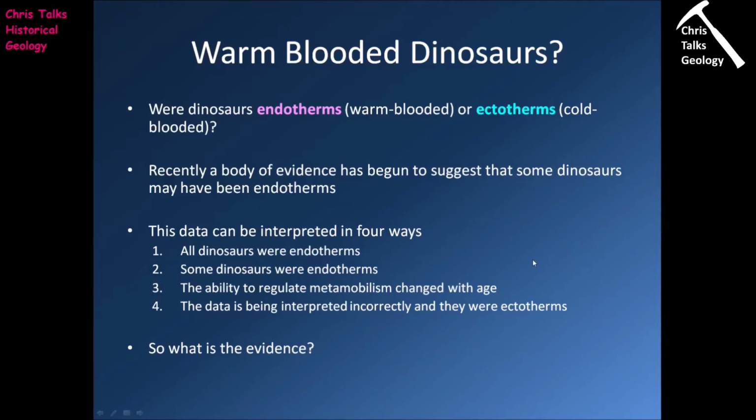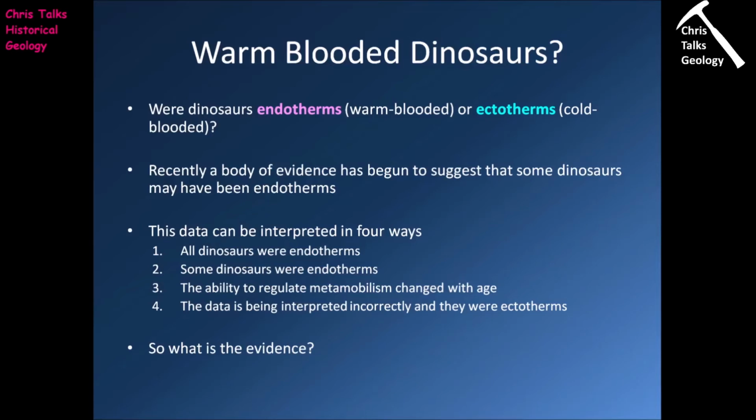So one of the things that we need to work out about dinosaurs is, were dinosaurs warm-blooded or cold-blooded? And obviously the thought that's gone straight through your head is, well, they're related to reptiles, they've got to be cold-blooded, haven't they? Well, the answer is yes and no. So the question we have to ask ourselves is, were dinosaurs endothermic, so that means warm-blooded, or ectothermic, that means cold-blooded?